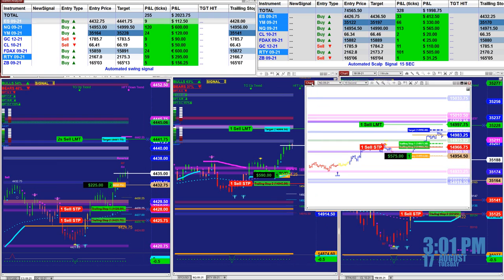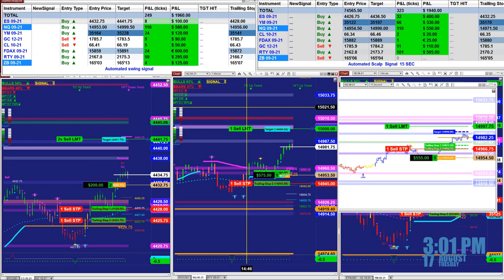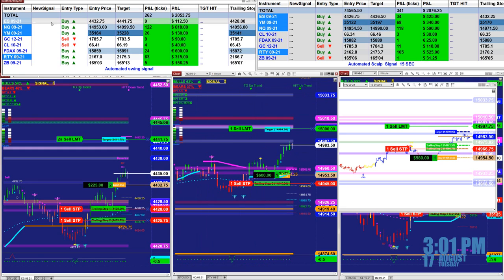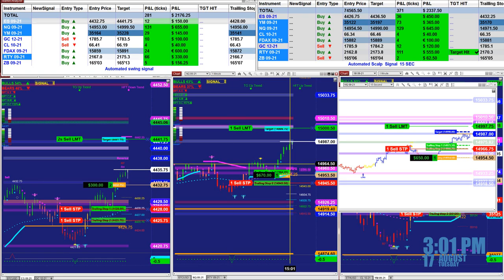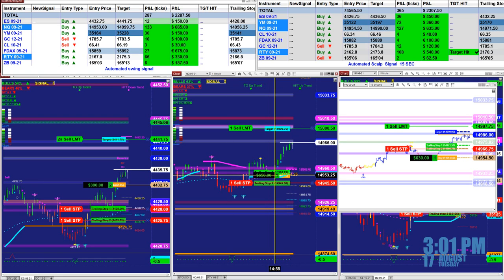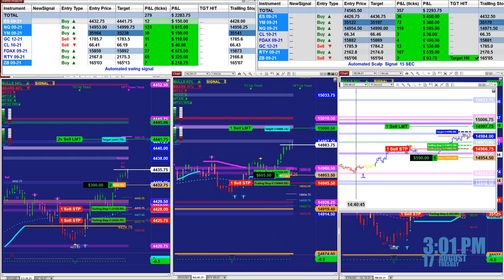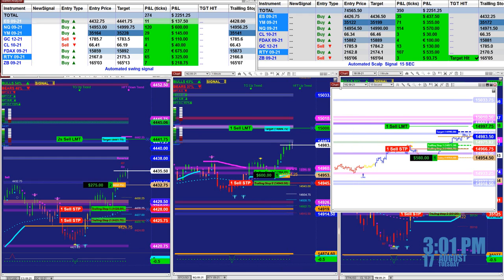If we look at the NASDAQ, the NASDAQ is two contracts, 570. This one here, the market analyzer is 625, and this is one lot, 670 now, and here it is 670.